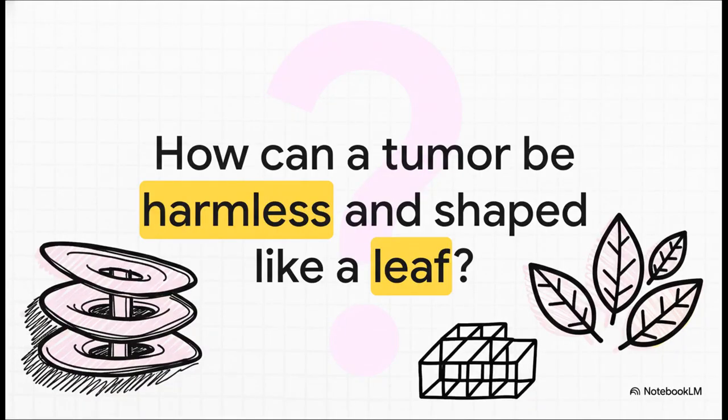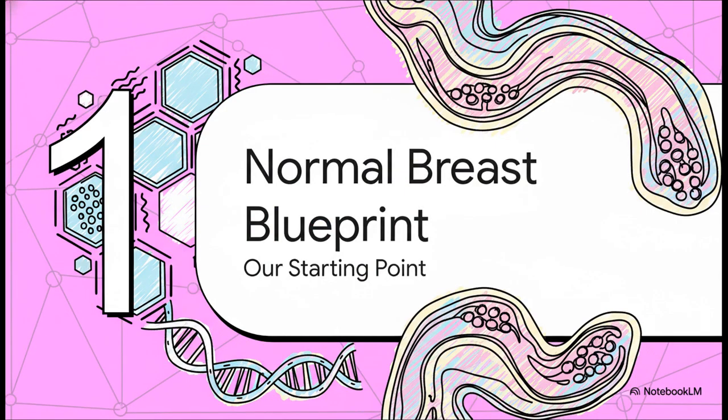How in the world can a breast tumor be totally harmless and at the same time be shaped like a leaf? It sounds weird, right? But the answer isn't some super complex biology. It's actually just simple, elegant architectural logic. Okay, let's dive into this.